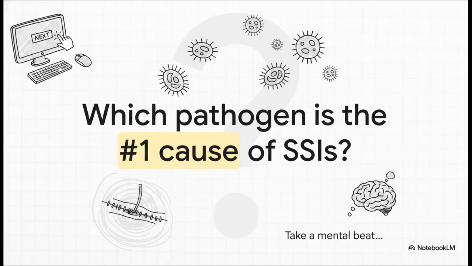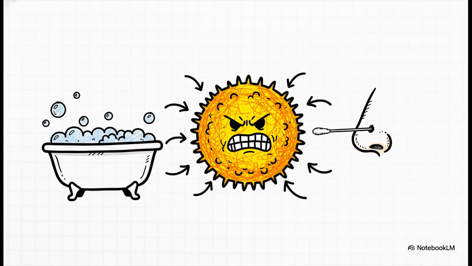Let's put you right into the exam environment for a second. Imagine you're sitting at the computer, you click next, and bam, you see this classic question. Which pathogen is the absolute #1 cause of surgical site infections? Take a mental beat here. And boom, the answer is Staphylococcus aureus, and specifically methicillin-resistant Staphylococcus aureus, or MRSA.